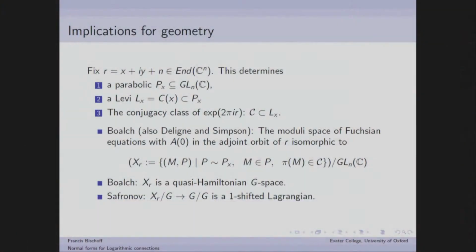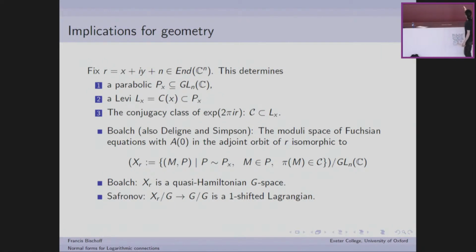Okay, and then what Boalch explained is that this space X_R has the structure of a quasi-Hamiltonian G-space, where the moment map is given just by projecting out M. It's a map from X to G. And this was related to shifted symplectic geometry by Safronov. He explained that if we look at G mod G, G acting on itself by conjugation, this is a stack which has a +1 shifted symplectic structure, and this map of projecting out the monodromy is a Lagrangian structure. Okay, so that's just what I wanted to tell you as some background or motivation.